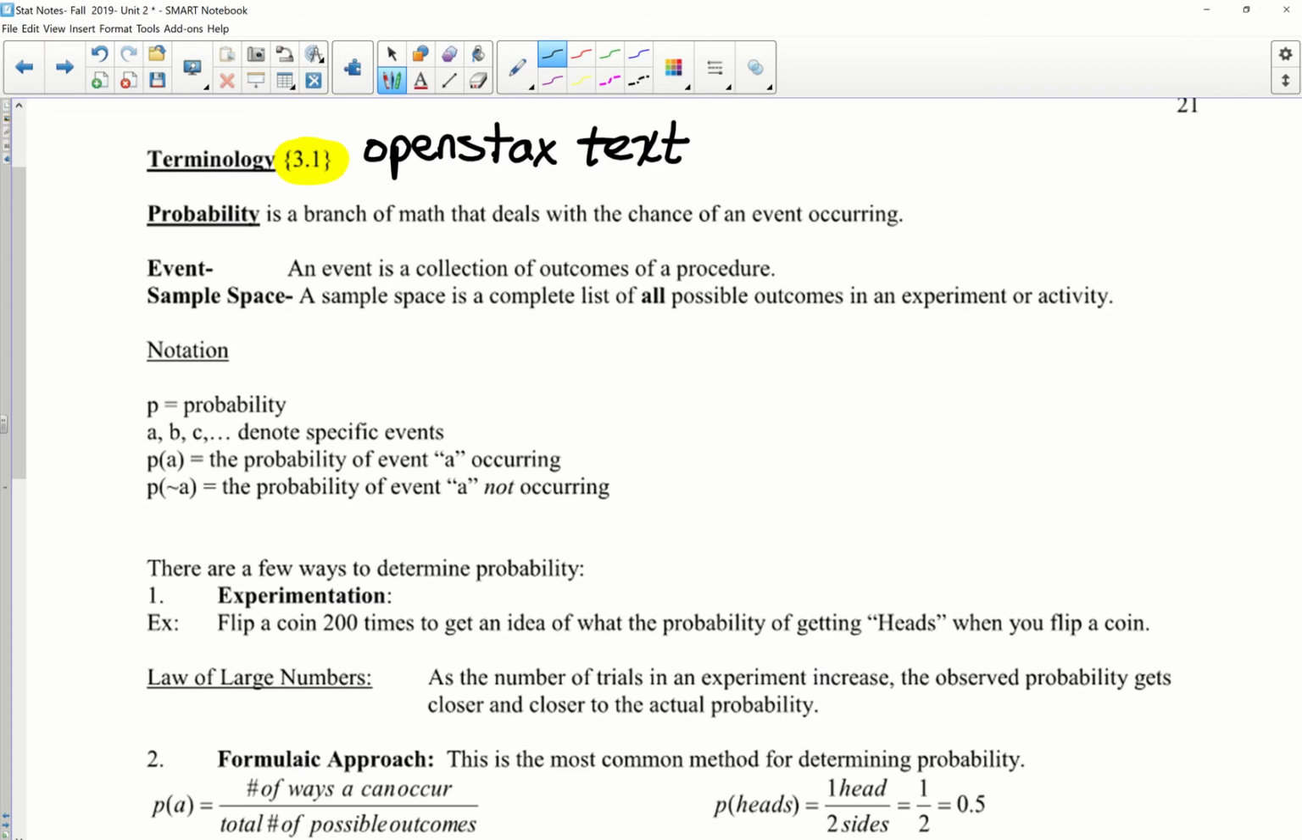All right, so probability is a branch of math that deals with the chance of an event occurring.